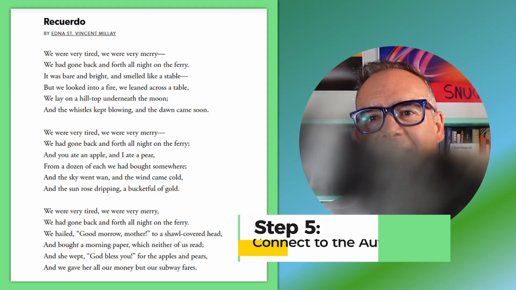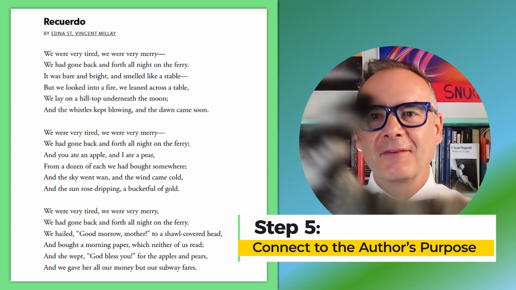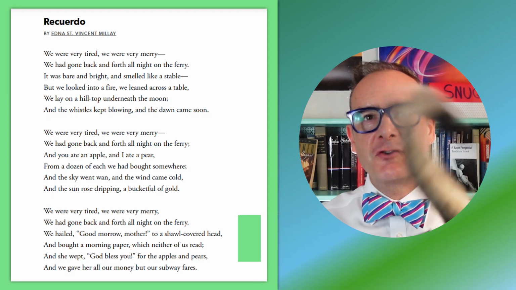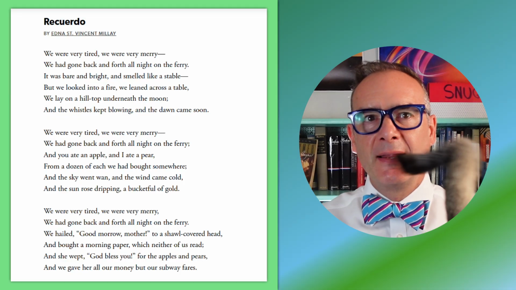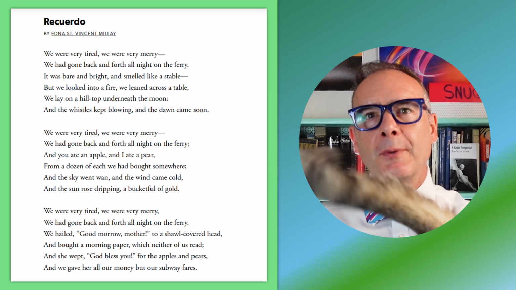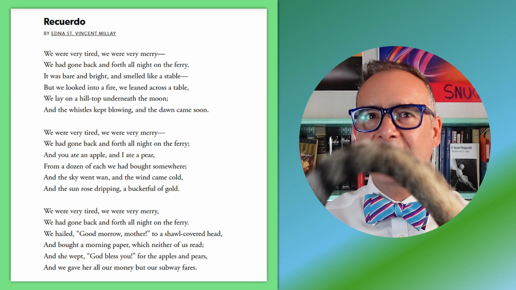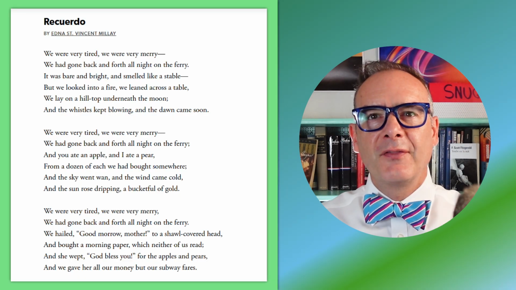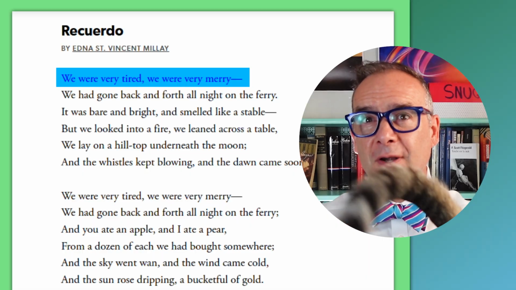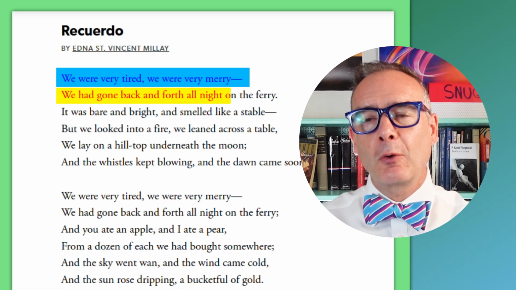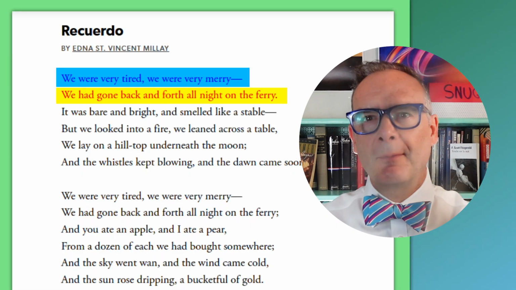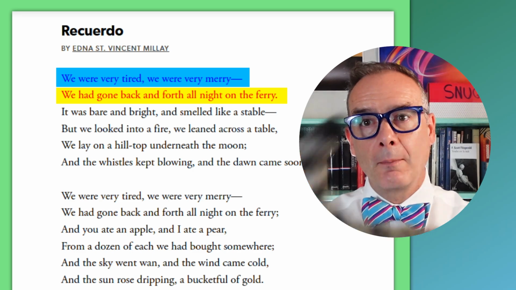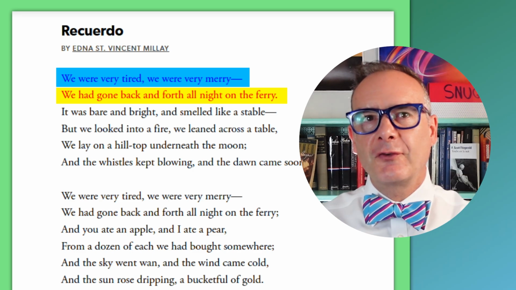Step 5 is to connect this all back to the author's purpose. Remember, in poetry, repetition is creating reading experience. Millais uses repetition to make the readers feel what it's like to have a memory that's simultaneously exhausting and magical. The contradiction between tired and memory mirrors the contradiction of powerful experiences that cost us something, but give us back more. So you can see that the repetition doesn't just describe memory.